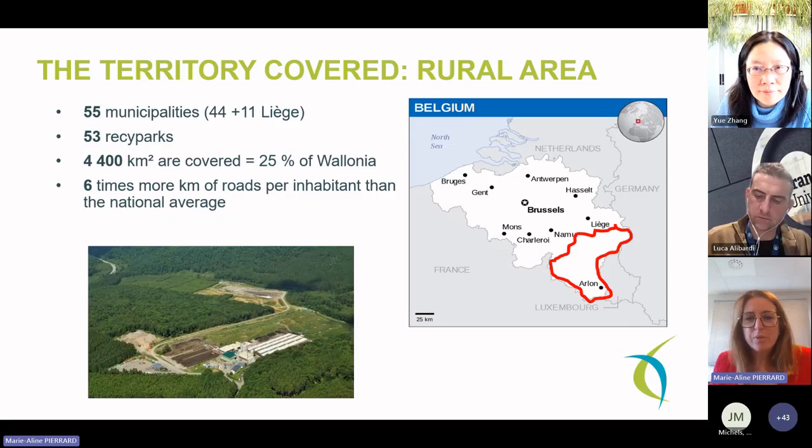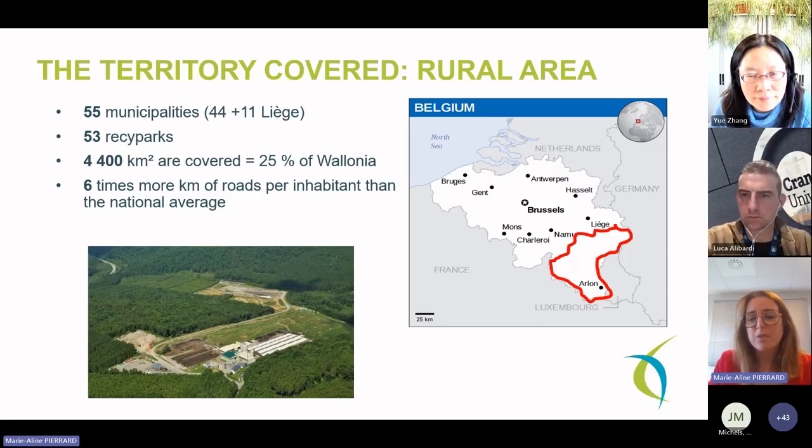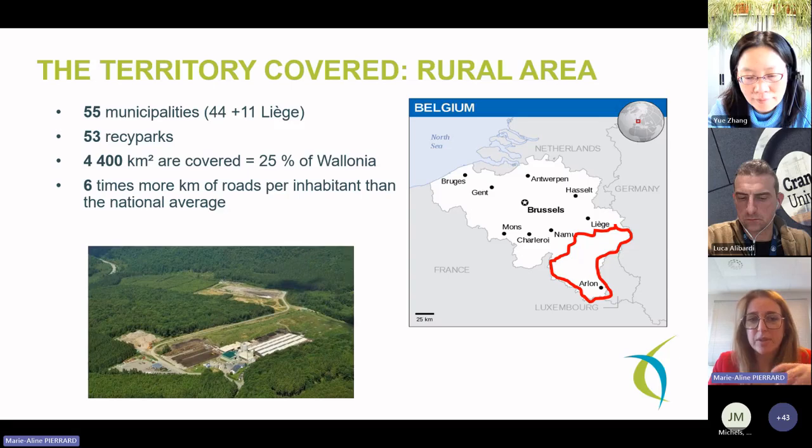The territory we're talking about, as I mentioned, the province of Luxembourg, is a particular one because there are more trees than inhabitants. That means from an industrial point of view that we have a lot of logistics to take care of. We have a lot of driving between places, okay? There are not many industries around.